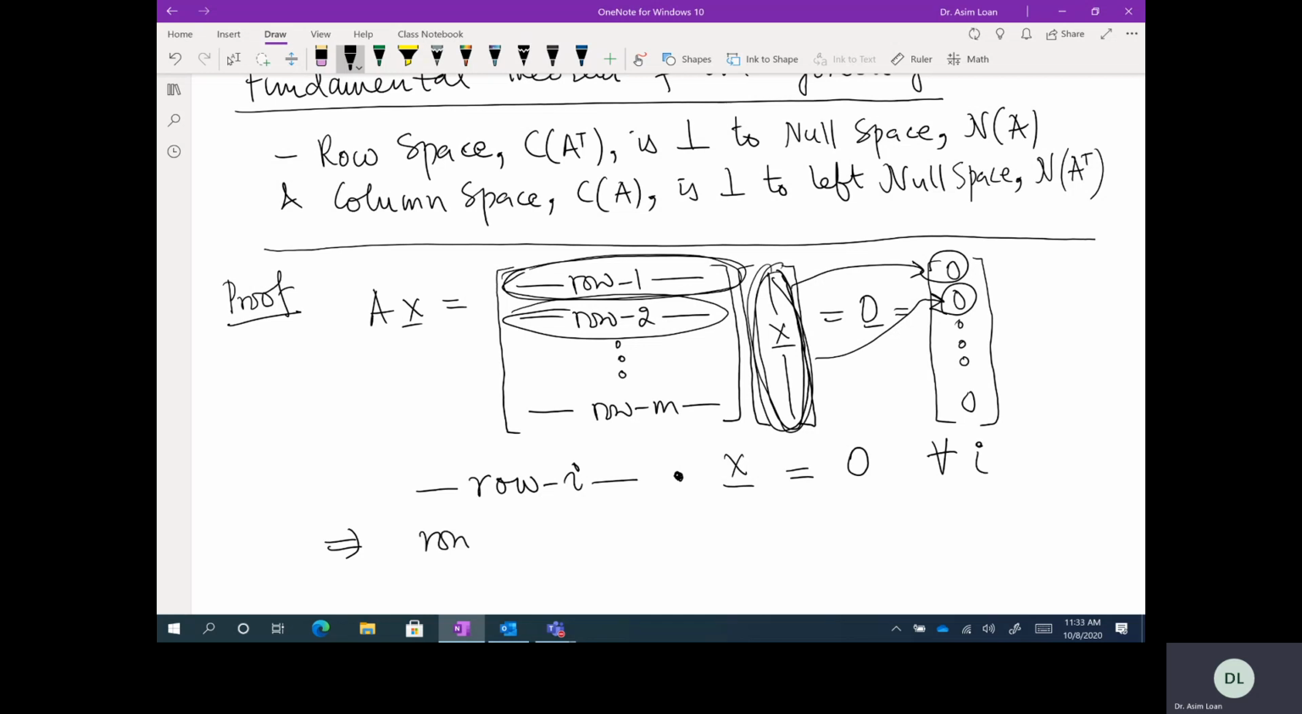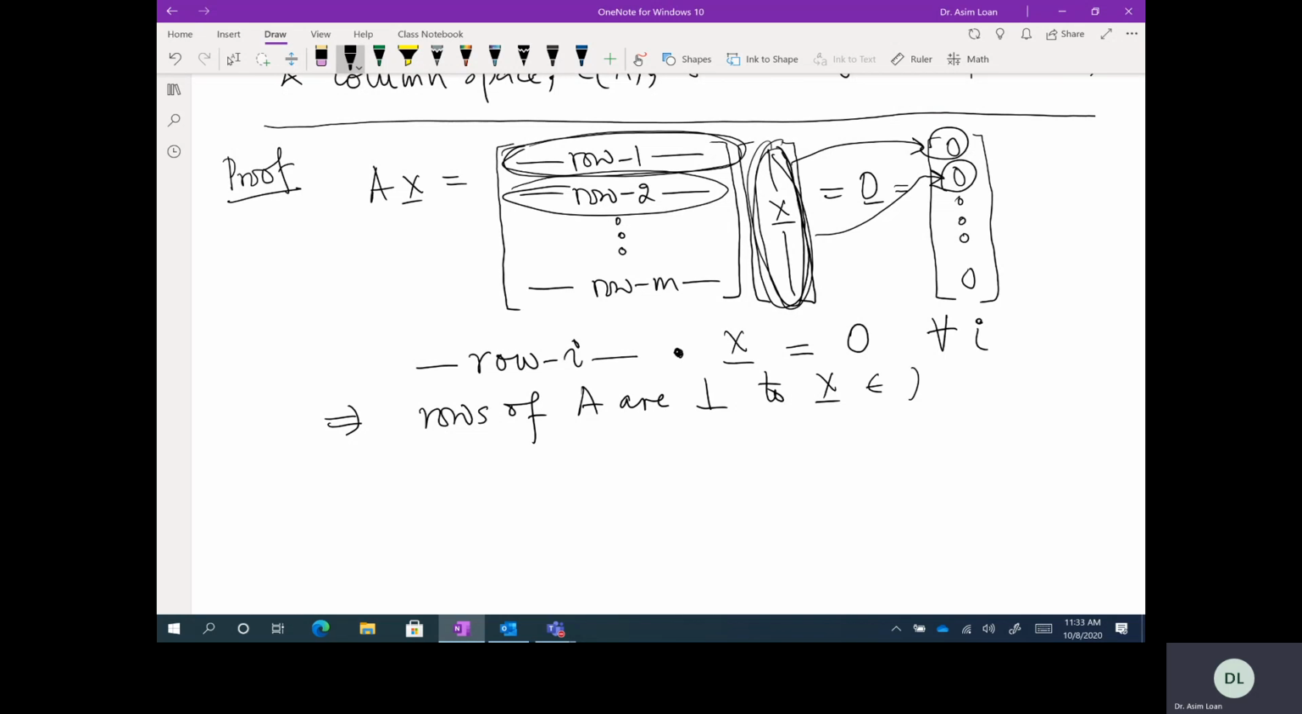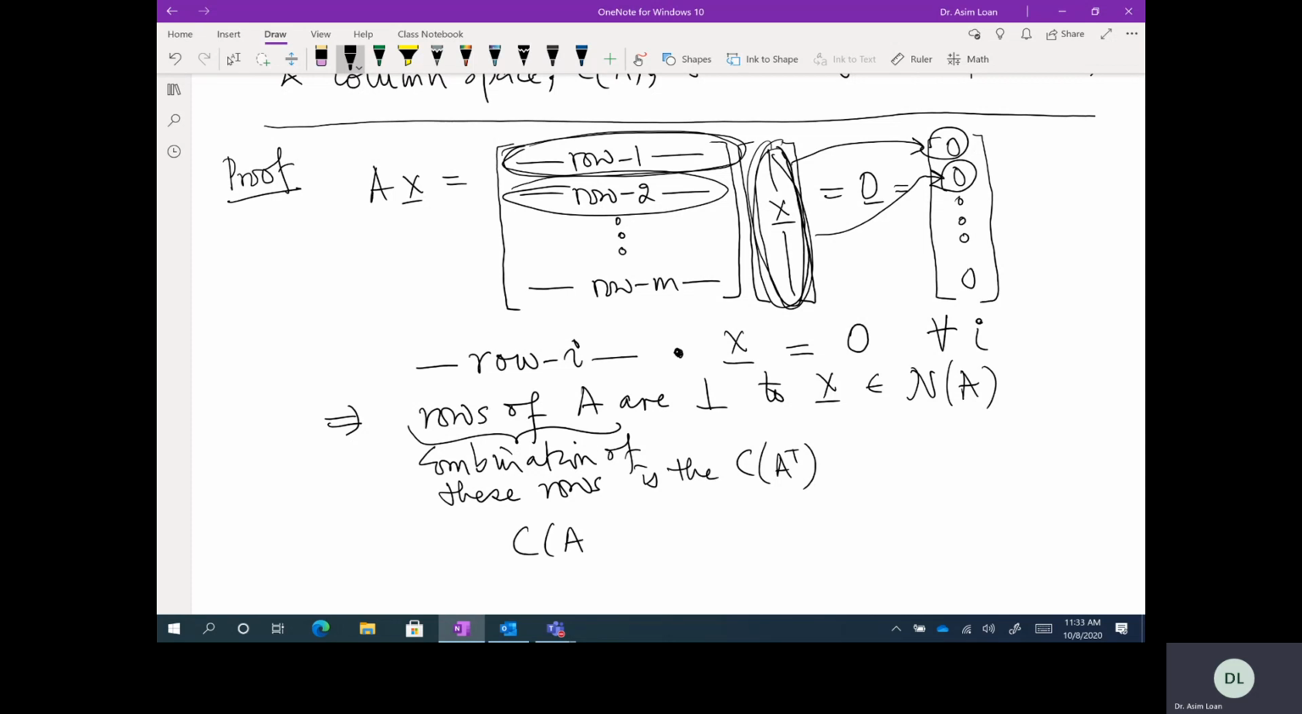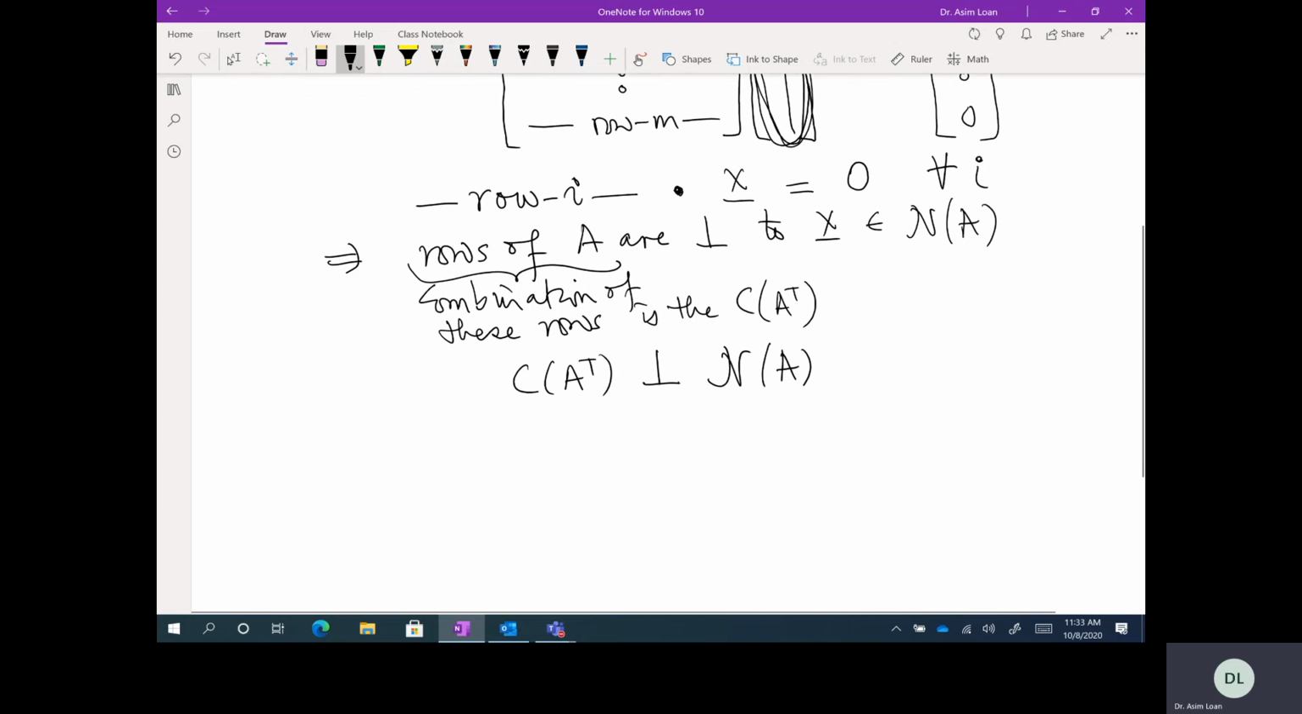And this is true for all i. So you say rows of A are orthogonal to x, where x belongs to the null space of A. But combinations of these rows give you the row space of A. So this means the row space of A, or the column space of A transpose, is orthogonal to the null space of A. Right?